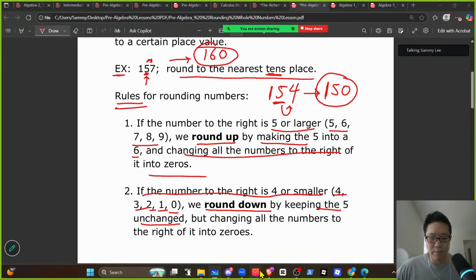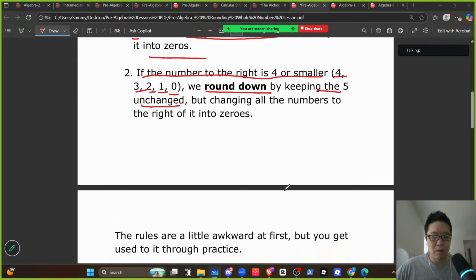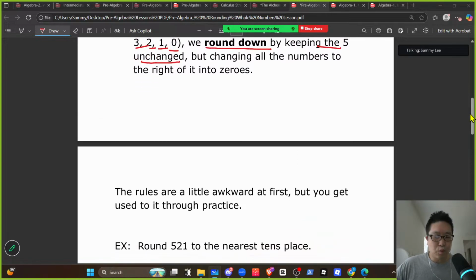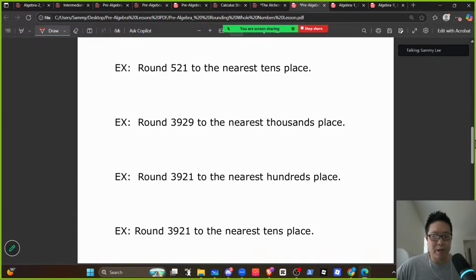All right, let's try some more examples. The rules are a little awkward at first, but you get used to it. The more you do it, the easier it becomes. So go ahead and try this one. Round 521 to the nearest tens place, and let me know when you're done.